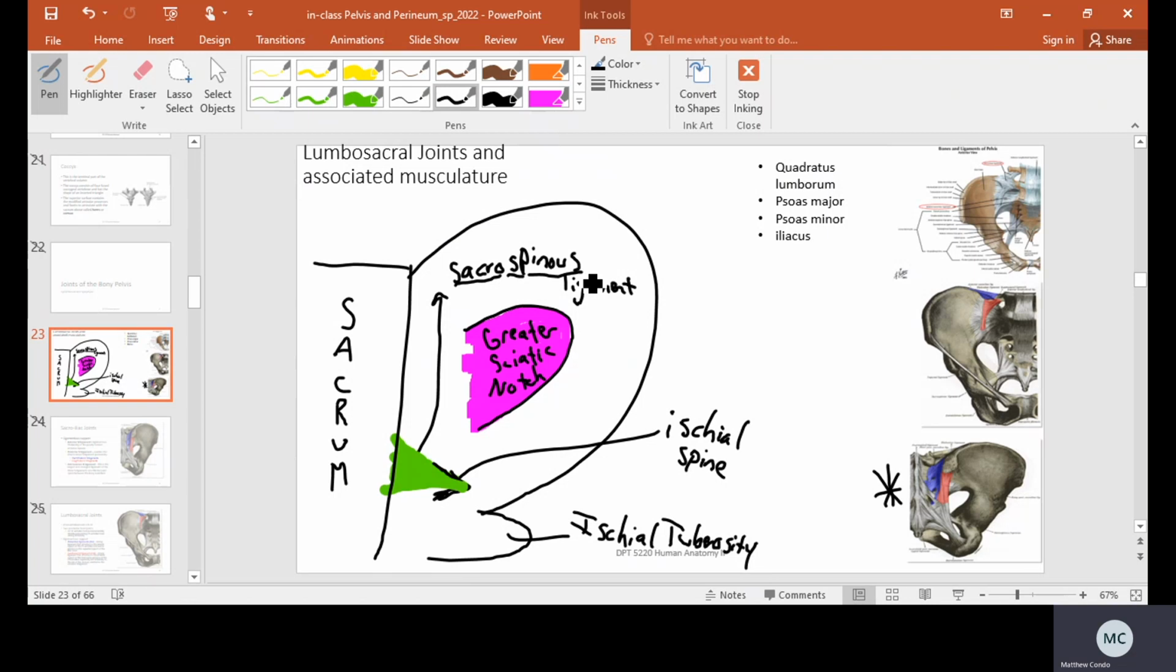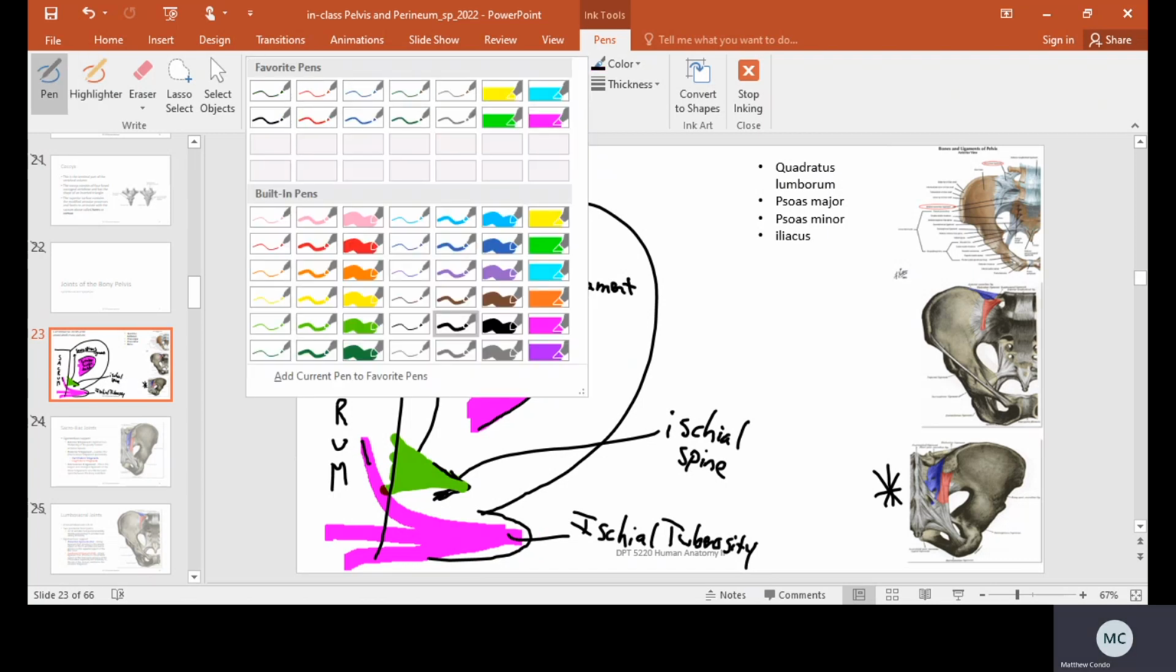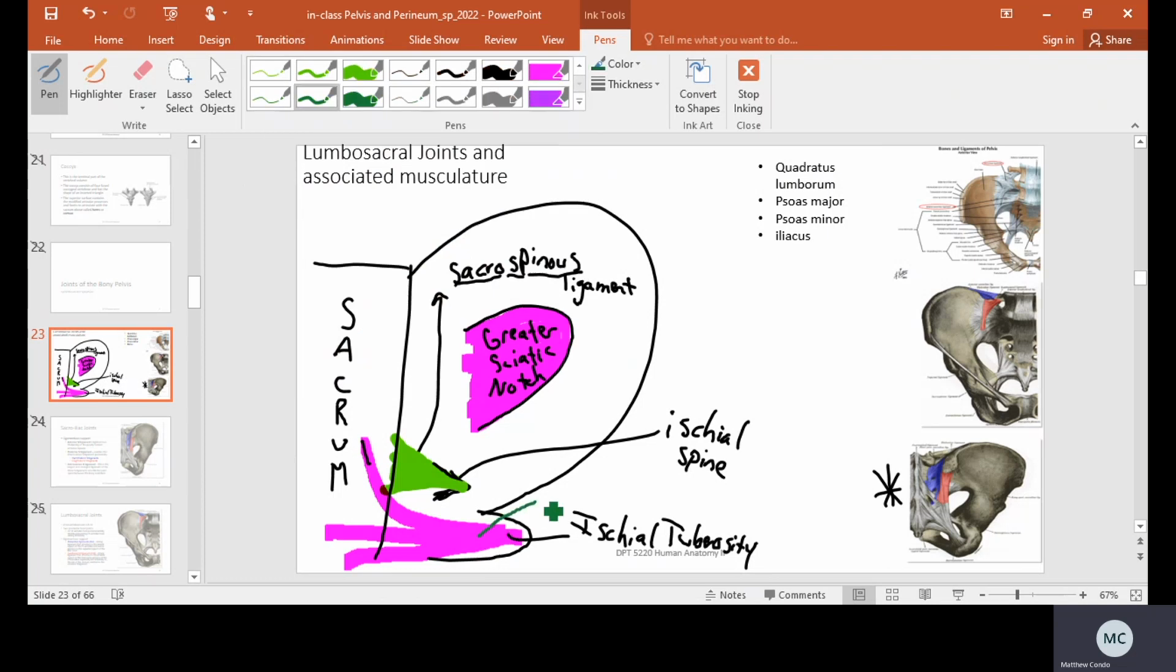The other larger ligament I'm going to see here is going to have three large sections, and it's going to attach my sacrum to my ischial tuberosity. This guy, I'll draw a different color so it sticks out a little bit. This guy here is going to be my sacrotuberous ligament.